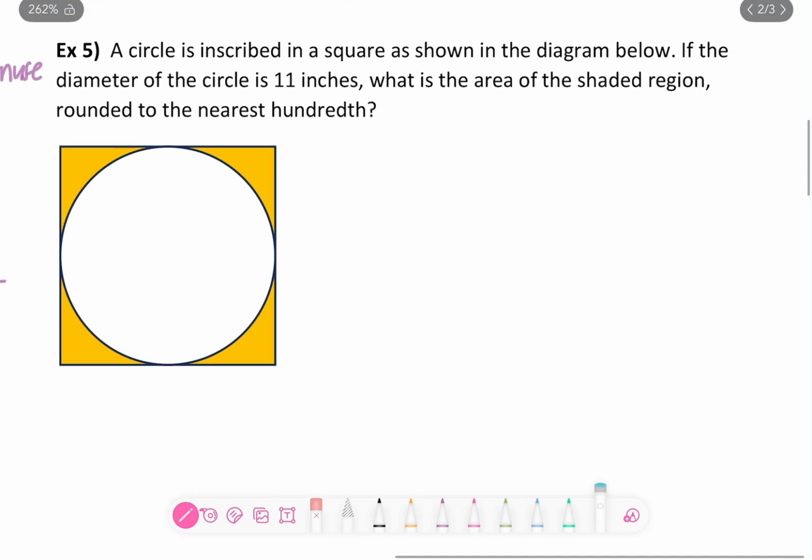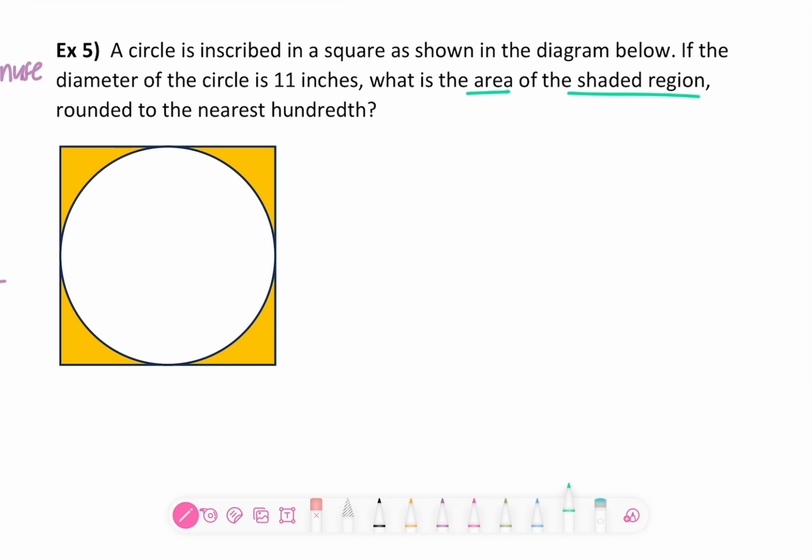It says a circle is inscribed in a square as shown in the diagram below. The diameter of the circle is 11 inches. What is the area of the shaded region rounded to the nearest hundredth? Okay, so thinking about the question of what value are you looking for, right? It gives you a circle, it gives you a square, it gives you some information, but it wants to know the area of the shaded region. So it's looking for area again.